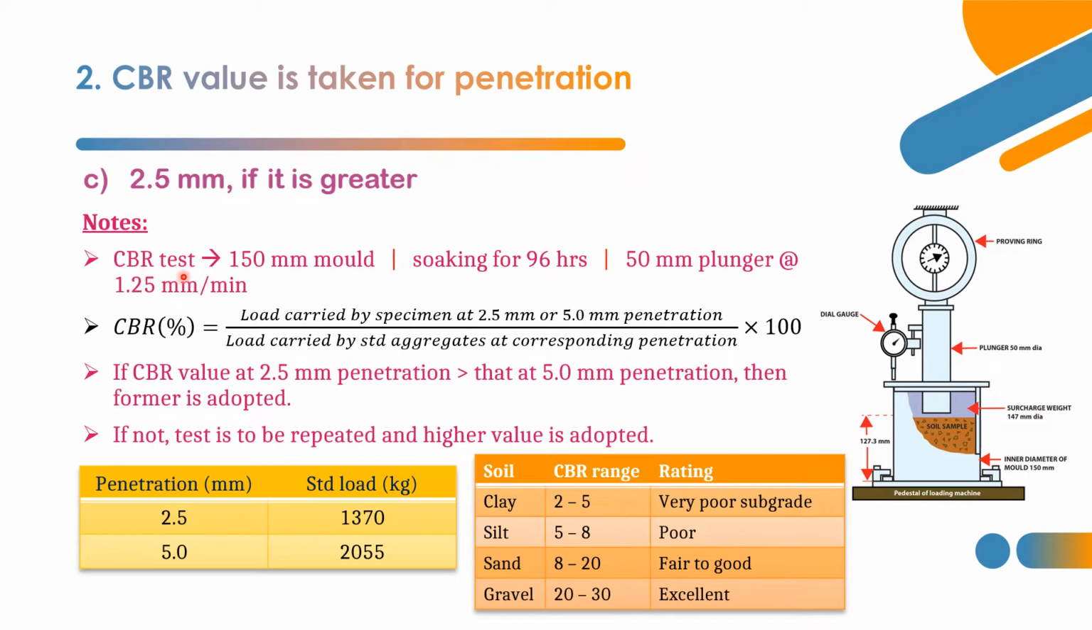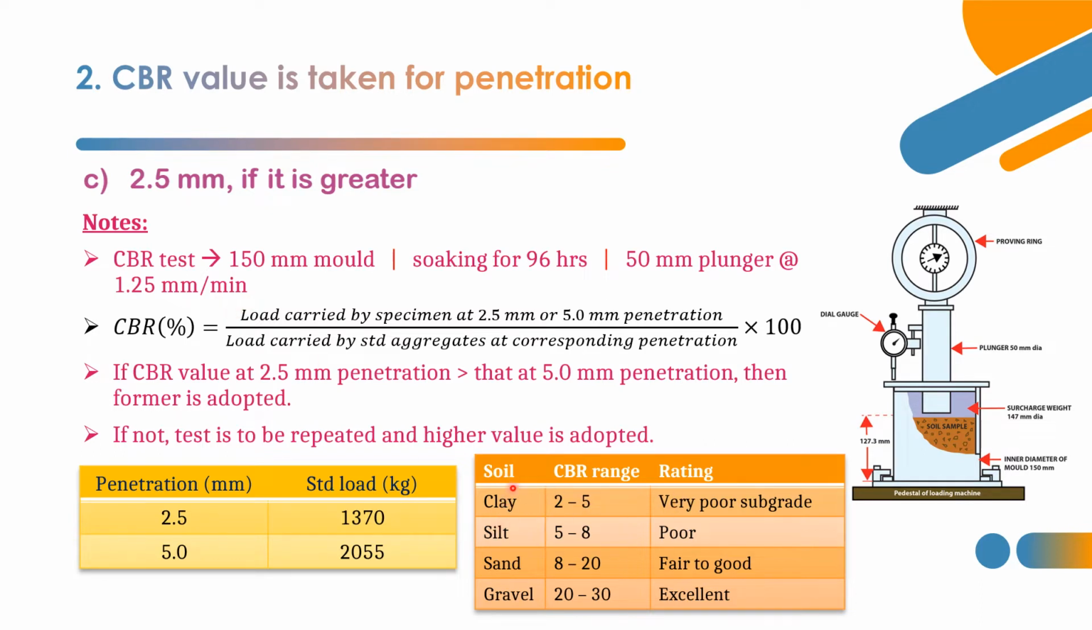And for CBR test, we are using 150 mm mold. Here in this diagram, you can see the inner diameter of the mold is 150 mm, and soaking: this sample has to be soaked for 96 hours, or we can say 4 days. And the plunger here is of diameter 50 mm, and the plunger penetration rate shall be around 1.25 mm per minute. So these are the specifications in case of standard CBR test.